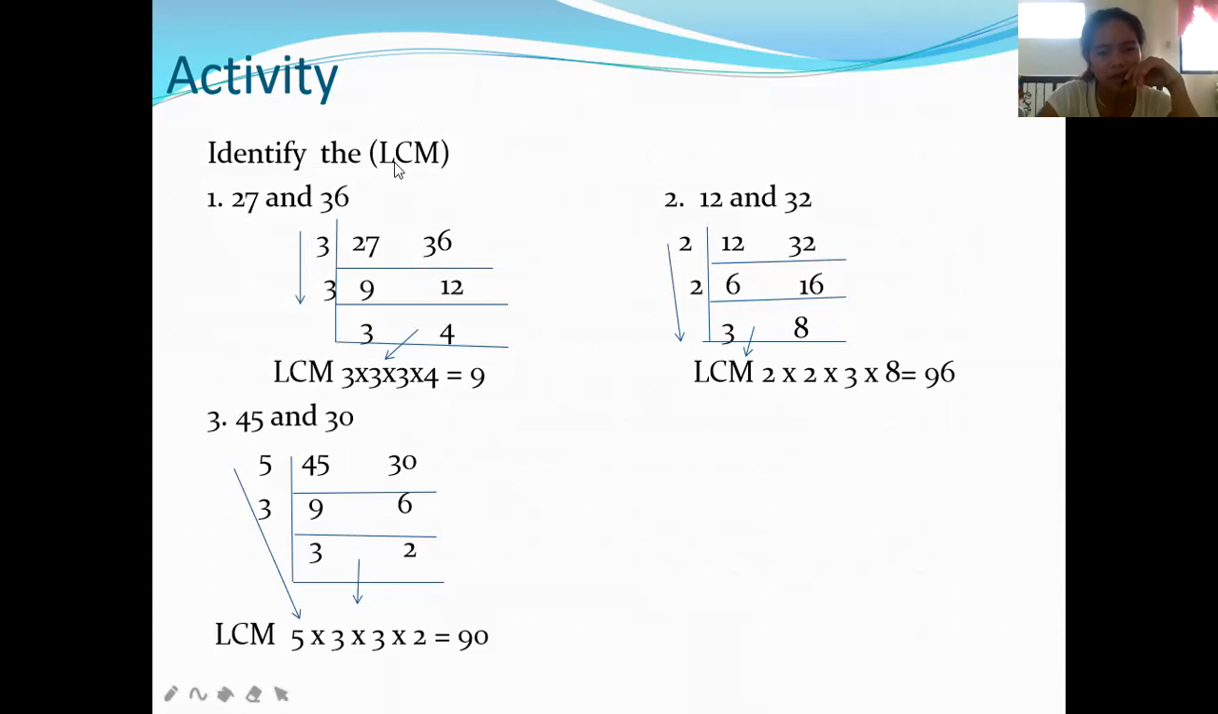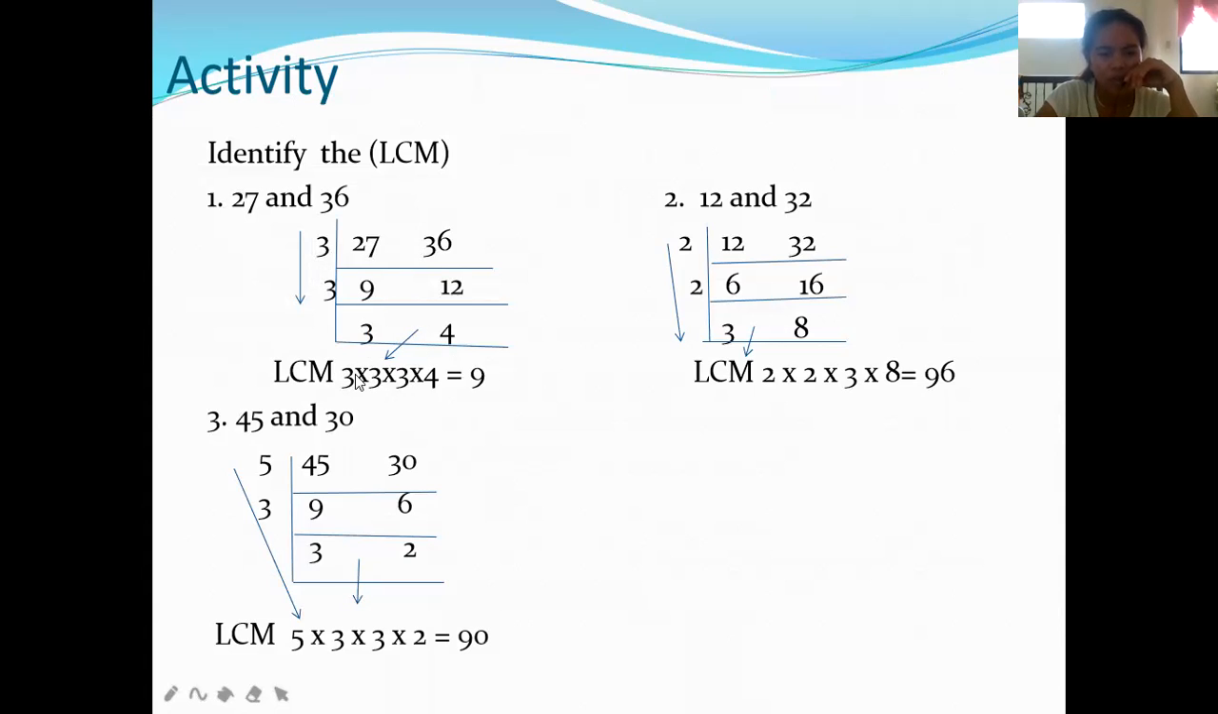Activity. Identify the LCM. The LCM of 27 and 36. 27 and 36 are divisible by 3, right? So 27 divided by 3 is 9. 36 divided by 3 is 12. Then 9 and 12 are divisible by 3 again. 9 divided by 3 is 3, and 12 divided by 3 is 4. Then we bring down the 3 and 3 and the 3 and 4.